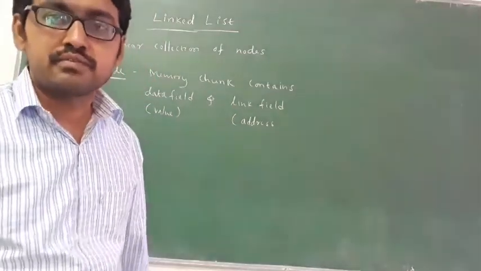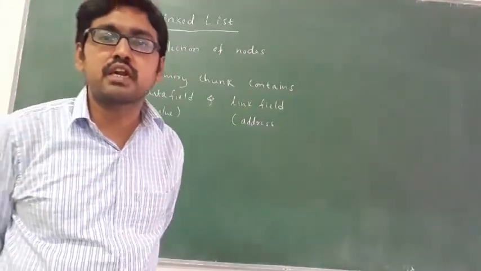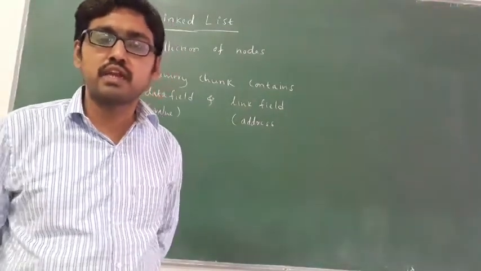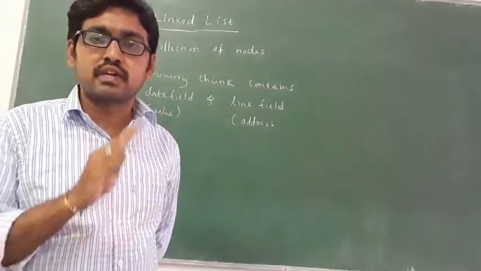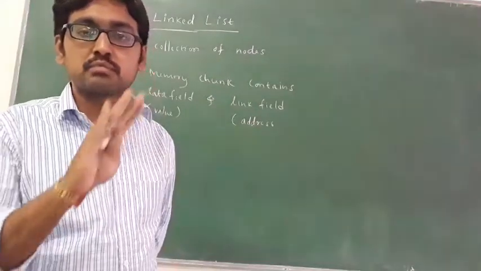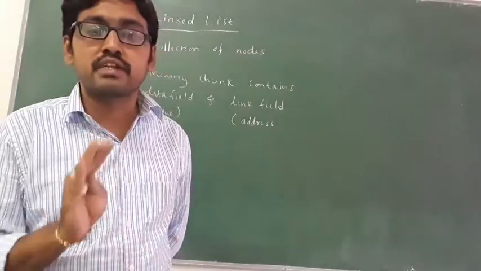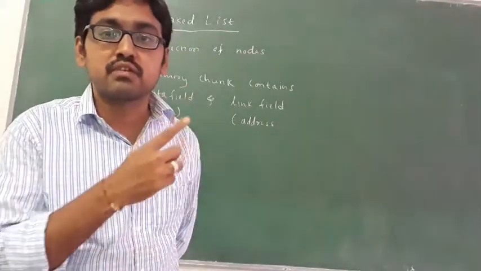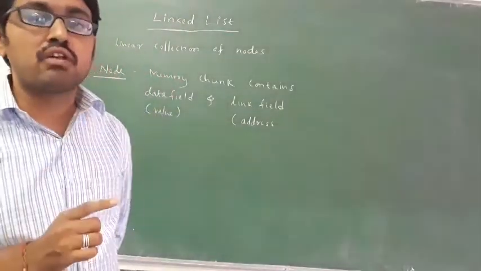Hi dear students, last class we discussed the linear data structures. You have already studied three of them: first an array, second a stack, third a queue. These are all linear data structures. Why are these linear data structures? Because they have sequential memory locations. That's why these are all linear data structures.